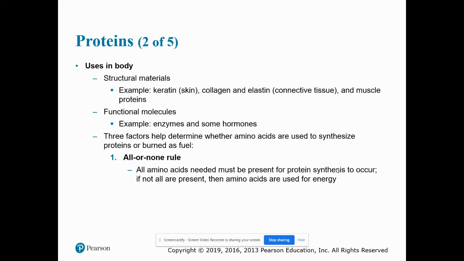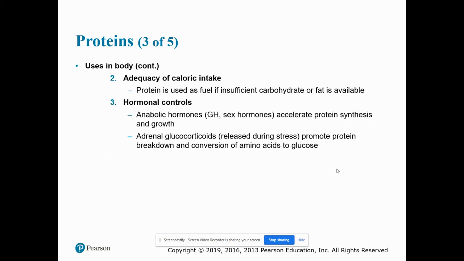And the first is the all or none rule. All amino acids need to be present for protein synthesis to occur. If they're not all present, then the amino acids are going to be used for energy. Then we have adequacy of caloric intake. If there's insufficient carbohydrate or fat available, then protein will be used as fuel.